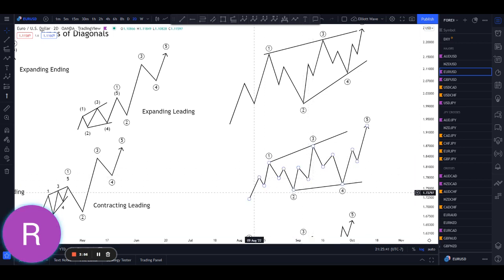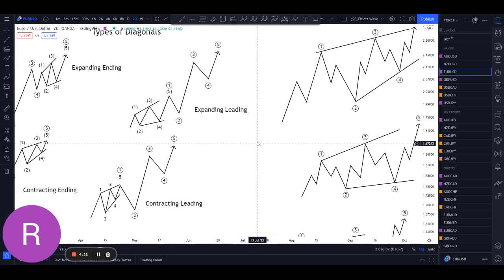Wave 3 is always longer than wave 1. Wave 4 is always longer than wave 2. And wave 5 is always longer than wave 3. And the expanding diagonal shares the same final two rules as contracting diagonals. Wave 2 cannot move beyond the origin of wave 1, and wave 4 cannot move beyond the extreme of wave 2.